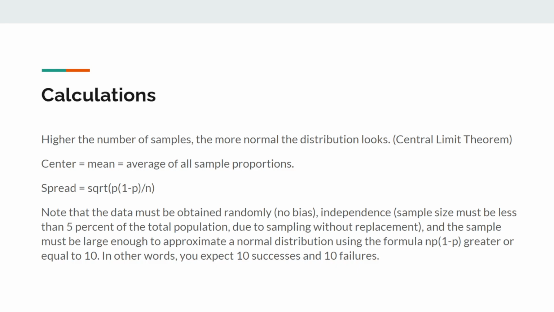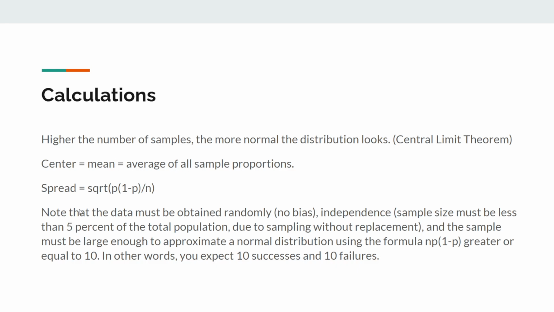And the sample must be large enough to approximate a normal distribution using the formula: sample size times proportion, and sample size times the complement of the proportion, both greater than or equal to 10. In other words, you expect 10 successes and 10 failures. I'm not sure how this formula works, but the proportion times the complement of the proportion should give us the probability of a success and a failure using the independence multiplication rule. But I'm not sure how that works.